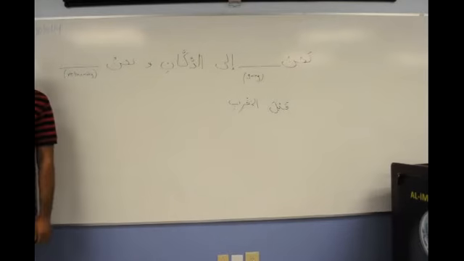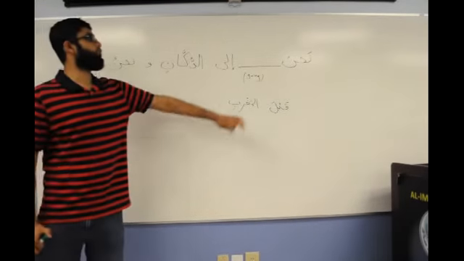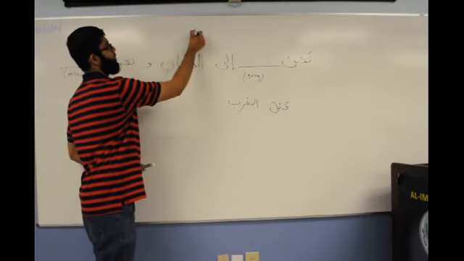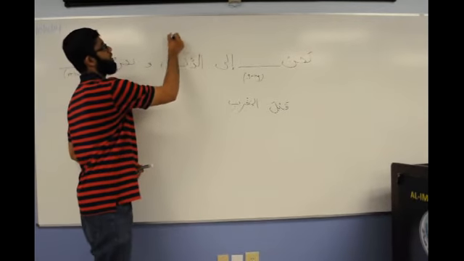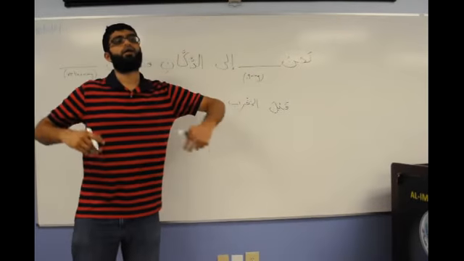Okay, so what's the word for going? How are you going to say we are going? So the three-letter root for to go is dhahaba, right? But you have to make it for we are going.